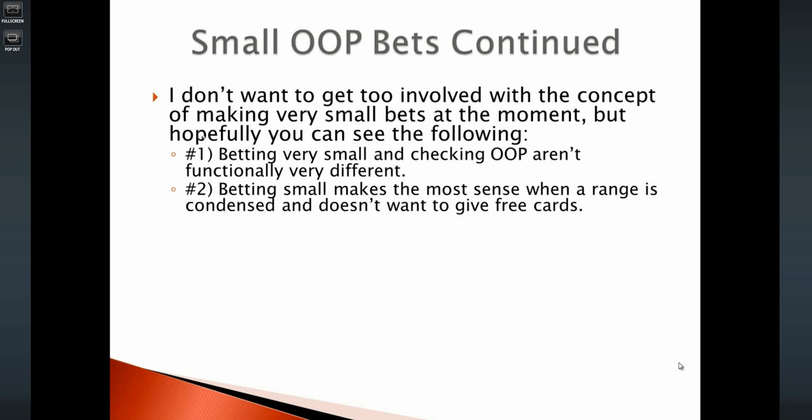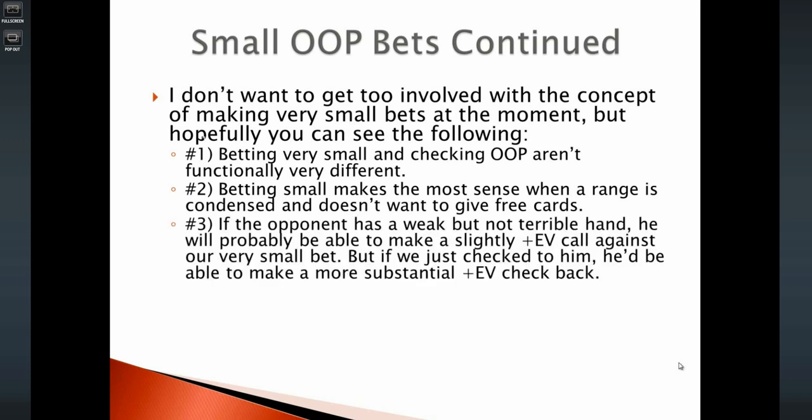That makes sense, right? When you're betting a really small amount, you're usually betting hands that aren't very strong, so it's mostly a part of a condensed range. And you also don't want to give free cards. You want to charge your opponent for his ability to realize his equity. And if the opponent has a weak but not terrible hand, he will probably be able to make a slightly plus EV call against our very small bet. But if we just check to him, he'd be able to make a more substantial plus EV check back.